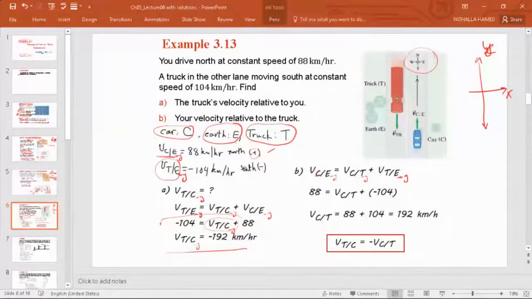Now, the velocity of the car relative to the Earth is 88, going north, positive. The velocity of the car relative to the truck, that's what you want to find out. And the velocity of the truck relative to the Earth is minus 104. You can take this to the other side here. And if you take this to the other side, it will become positive. That's why you have 88 plus 104, and it will give you 192 kilometers per hour.